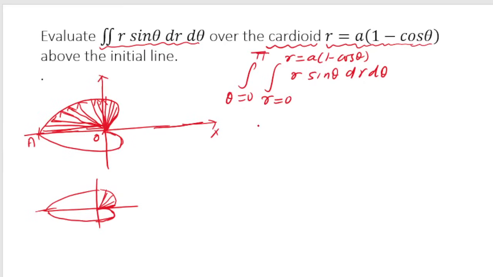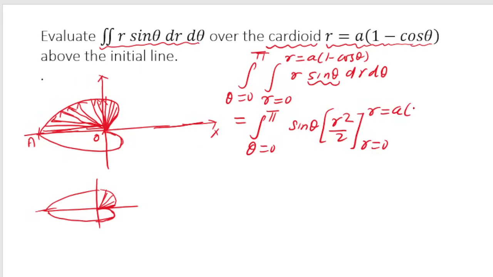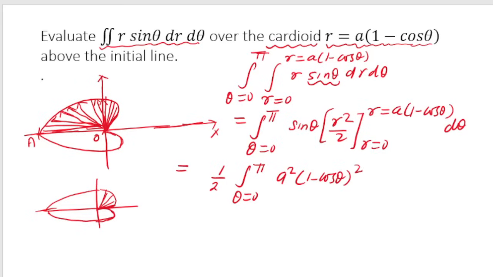Okay, now I have to evaluate it. The evaluation process remains the same. You take theta is equal to 0 to pi. Since you have to integrate with respect to r first, sine theta will be constant. So I take sine theta, and the integration of r will give me r square by 2, whose limit will be r is equal to 0 to r is equal to a into 1 minus cos theta, and then d theta. That is going to be 1 by 2 is a constant, and the limit of theta is 0 to pi. If I put r square, that is a square into 1 minus cos theta whole square. And if I put r is equal to 0, it will become 0, so no need to write. And then we have sine theta d theta.